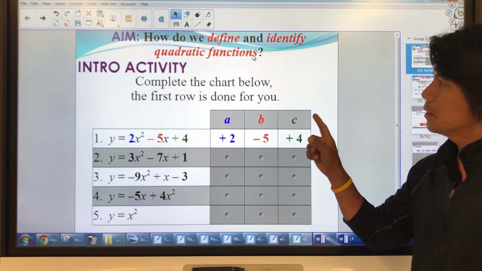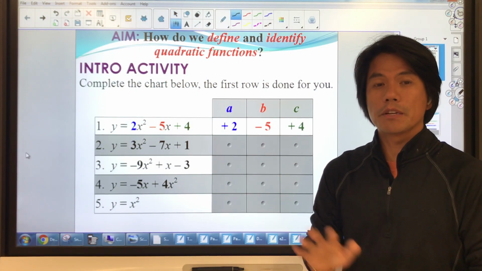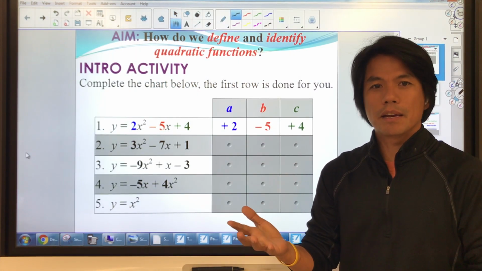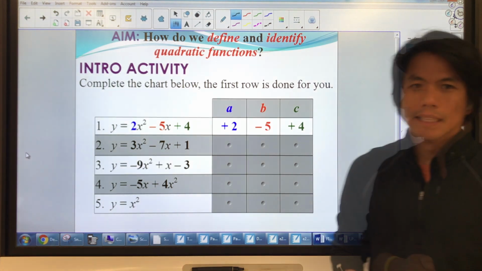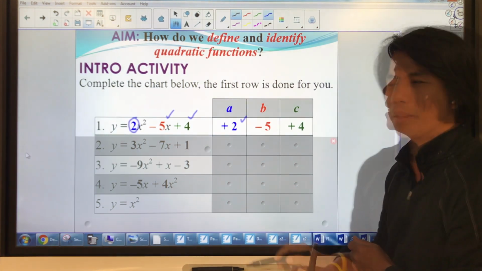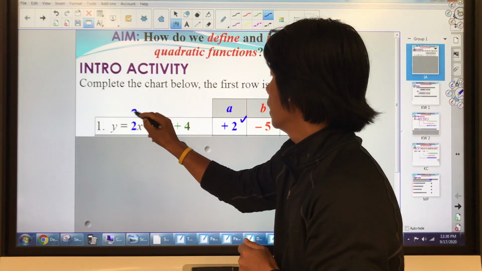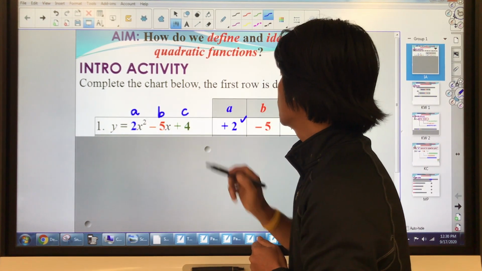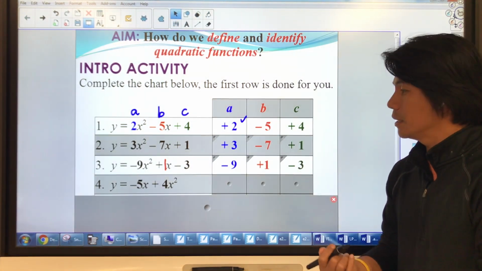What I want you to do is to complete the chart below. So be sure to pause your video while you're doing it. And then once you're done, come back so that you can check your answer. Alright, let's check your answer. So basically this is your A, your B, and your C. Here we go. I hope everybody will get this right.